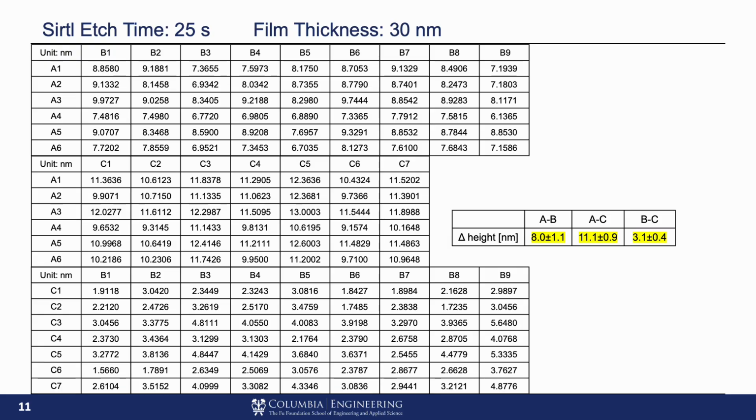The average height difference for the 25-second samples are shown to be: A to B, 8.0 ± 1.1 nanometers; A to C, 11.1 ± 0.9 nanometers; and B to C, 3.1 ± 0.4 nanometers. At first glance, these values appear reasonable and similar to the 20-second results. However, when comparing the two etching times, certain trends do not evolve consistently with increasing etching time, which raises concerns about the validity of the methods.